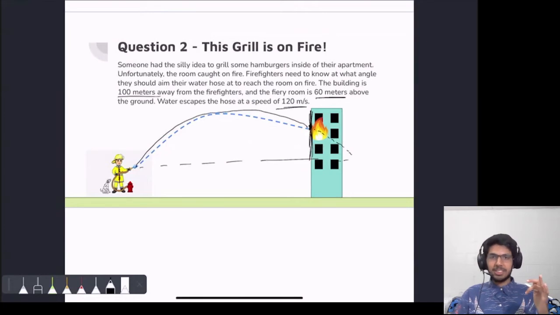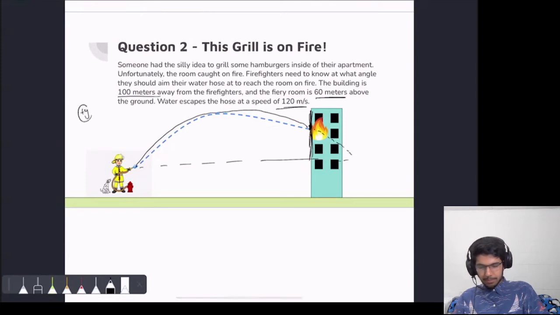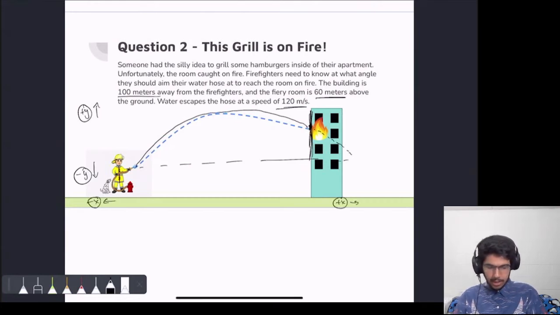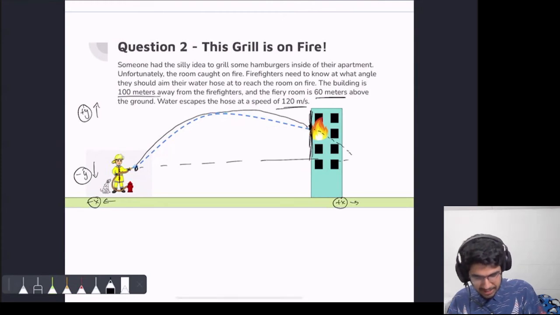So, first, before we get into what variables we have, let's define direction. So we'll say this is positive y. We'll say negative y is downwards. We'll say that negative x is to the left, and positive x is to the right. And we'll just say that it starts out at some y equals 0.